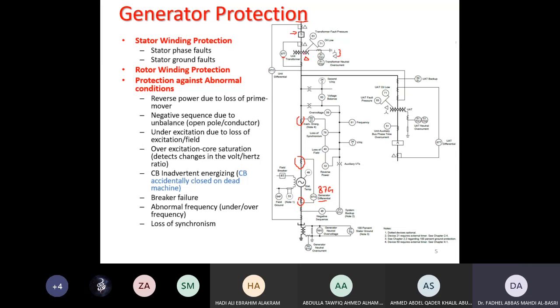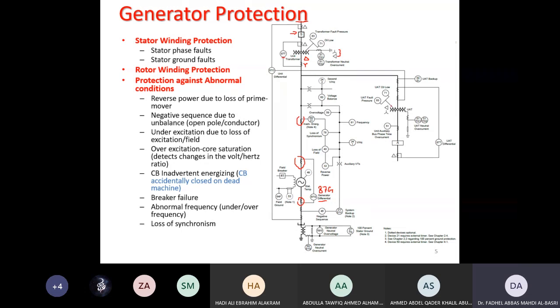To protect the windings here, as I mentioned before, the star side has delta connected CTs, and the delta side has star connected CTs. And these go to the differential relay, 87T, for the transformer protection.